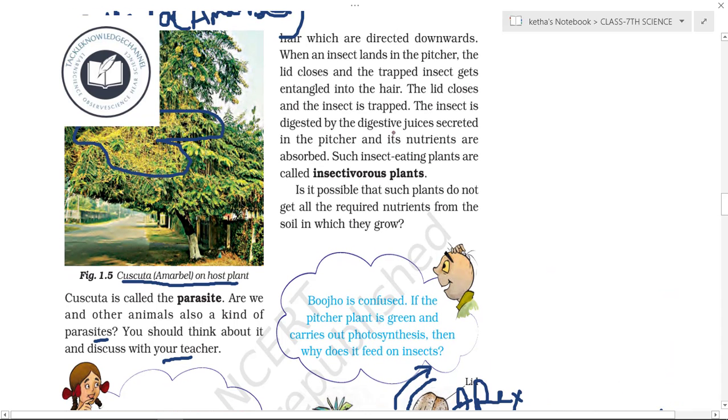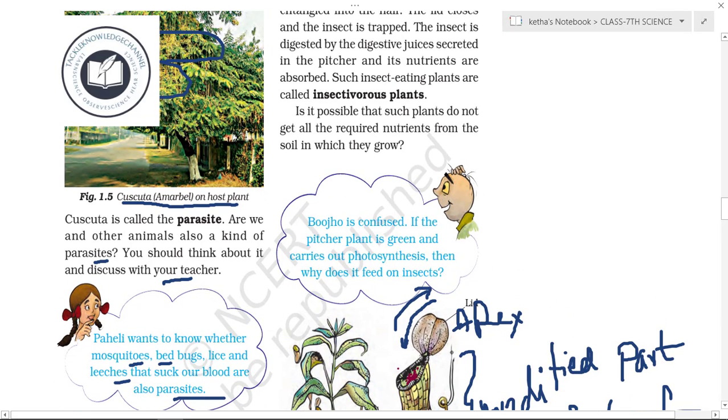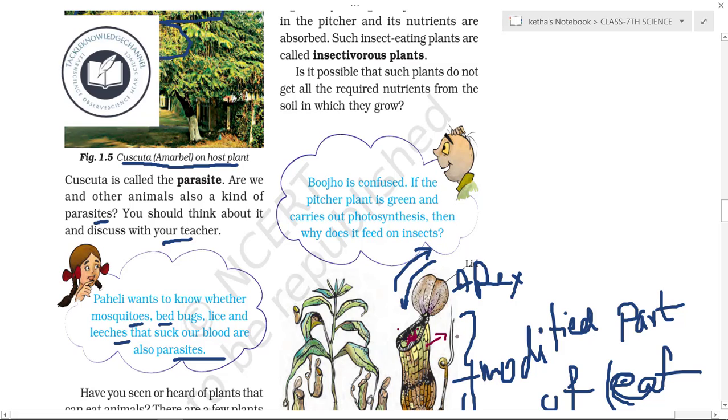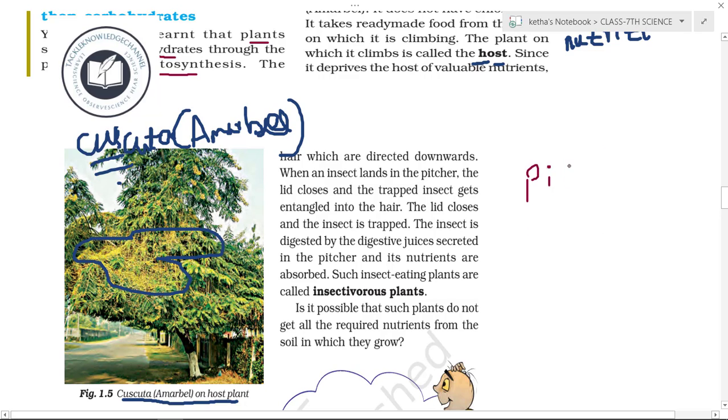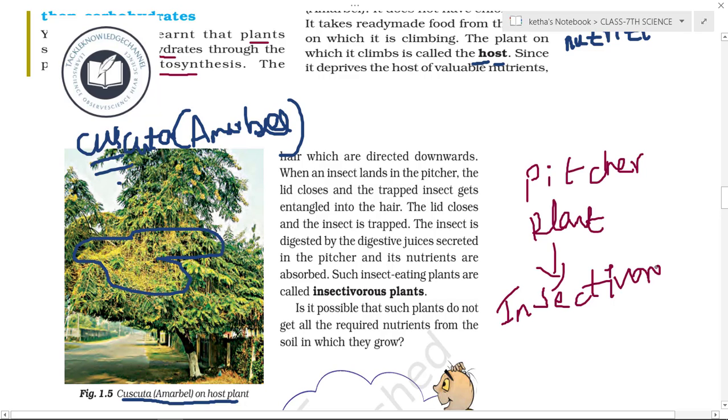The insect is digested by the digestive juices secreted in the pitcher and its nutrients are absorbed. Such insect eating plants are called insectivorous plants. So as soon as the lid is closed, the insect is digested by the digestive juices present inside this pitcher, and the plant absorbs the nutrients of the insect. Such insect eating plants we call insectivorous plants. So the pitcher plant is an insectivorous plant.